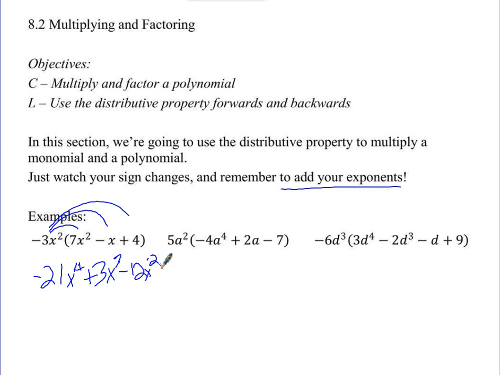Notice that these are written in standard form. It's the highest power, or the highest degree, down to the lowest degree. 4th degree term, 3rd degree term, 2nd degree term. This is a good answer here. Okay, my second one, what should I do? Well, we'll distribute. Okay, so what do we get for the first one?